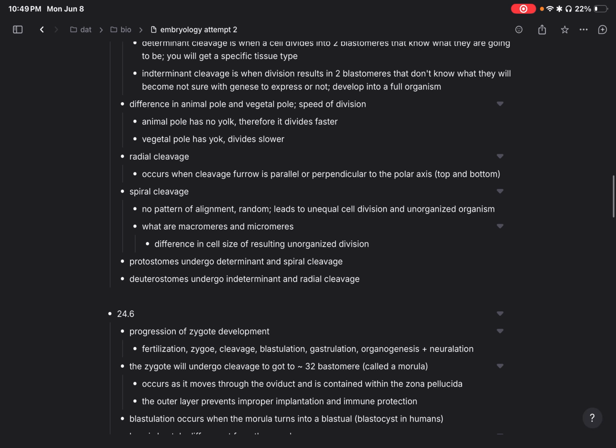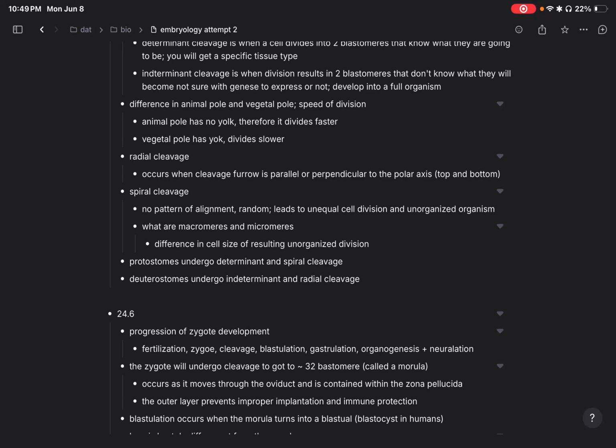Radial cleavage is balanced cleavage. This is proper, equal, parallel, and perpendicular to the polar axis. In spiral cleavage, there's no alignment, it's kind of a mess. You're going to have unequal division and an unorganized organism. Macromeres and micromeres are the resulting cells from this disorganized division. Macromeres will be the bigger portions, micromeres will be the smaller portions.